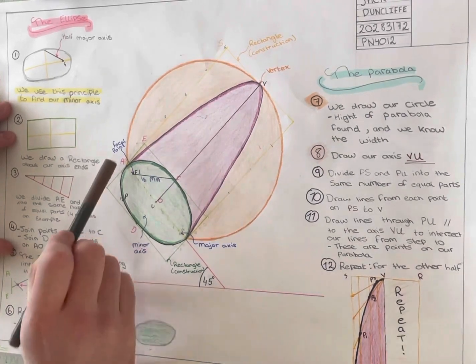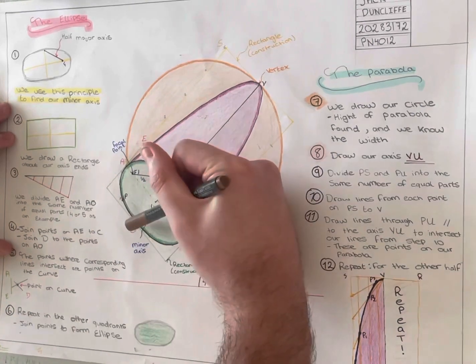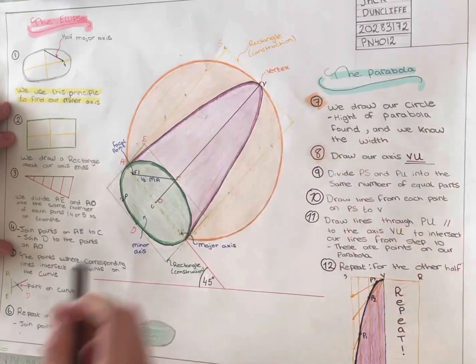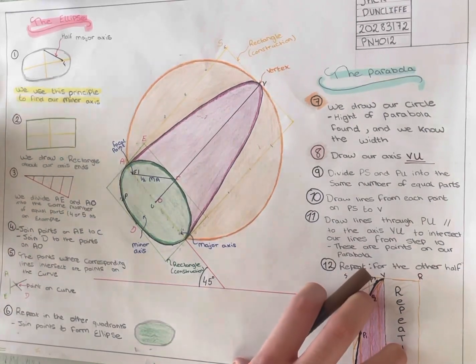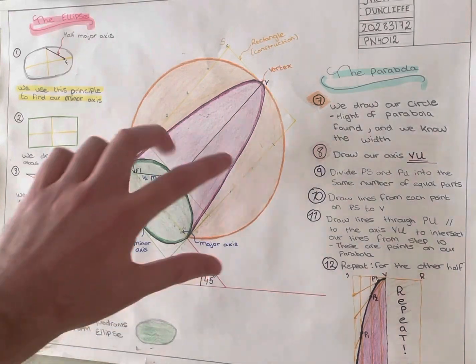So here we'll take point 1 on AE up to C, that's a line, and then D through point 1 on AO, and where they intersect is a point on our curve. So then we'll repeat on all the other quadrants and we can form our ellipse. We also are given enough information to draw our circle.